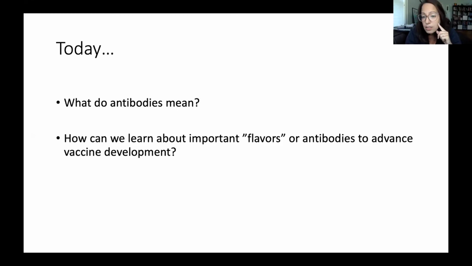And then secondly, to help you think through the tools that we've been developing over the last few months for this particular virus, to begin to understand exactly how these antibodies provide protection from infection.